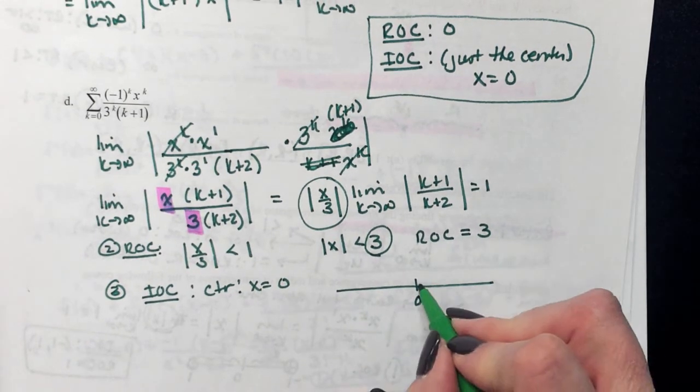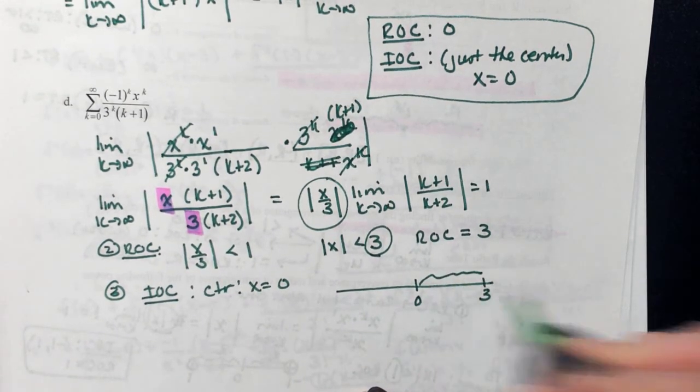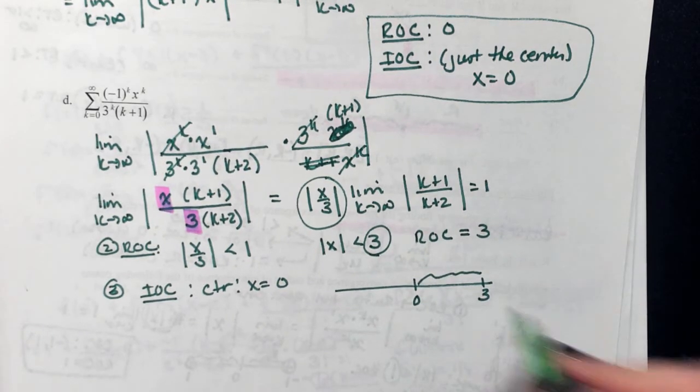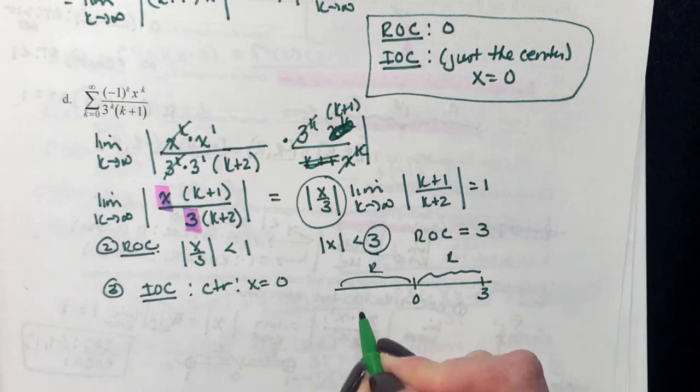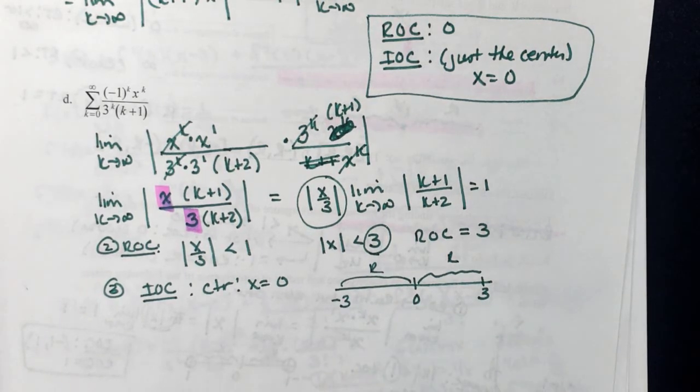So my radius of convergence is going to be 3 more than the center, so I know it's going to have one endpoint at 3. And then it's going to be 3 units less than my center, which is going to be at -3.